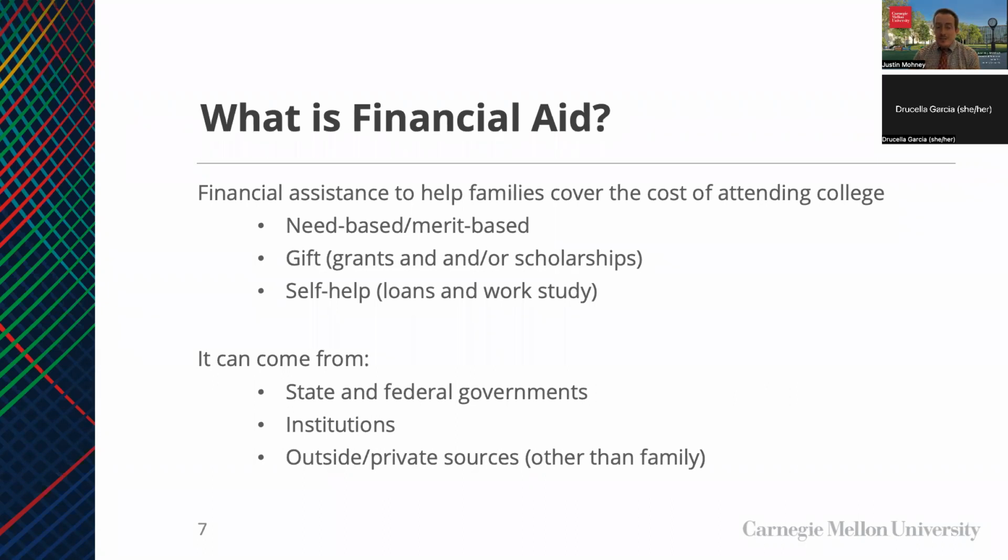It can come from a state or federal governmental source, for example, the Pell Grant program from the federal government, or here in the state of Pennsylvania, where Carnegie Mellon is located, our PHEAA grant is our higher educational grant program. It can come from an outside or a private source outside of your family, those outside scholarships that we just talked about, or it can come directly from the institution in the form of an institutional grant or scholarship, which here at Carnegie Mellon is our largest source of financial assistance for our undergraduate students.